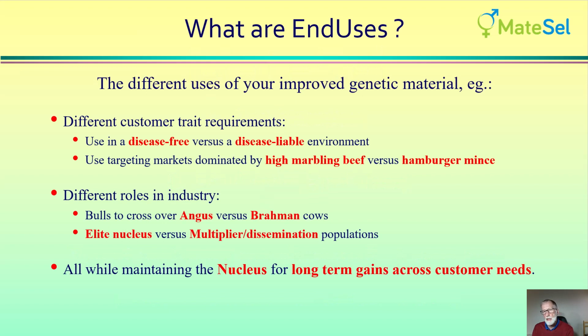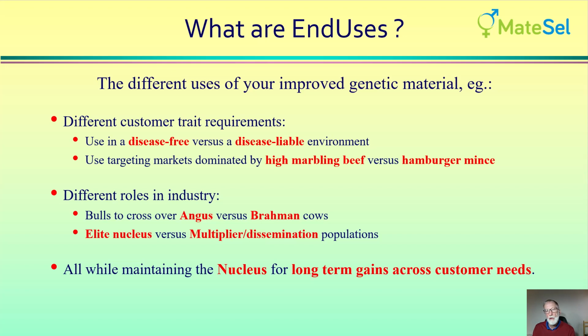So what are end uses? Well, these are the different eventual uses of your improved genetic material, and key among those is selection back into the nucleus. But for the purposes of this video, it's largely about the trait profiles that you have in the material that you generate out of the current matings.